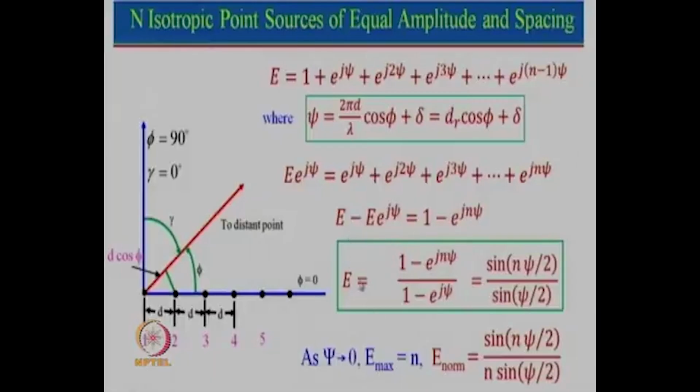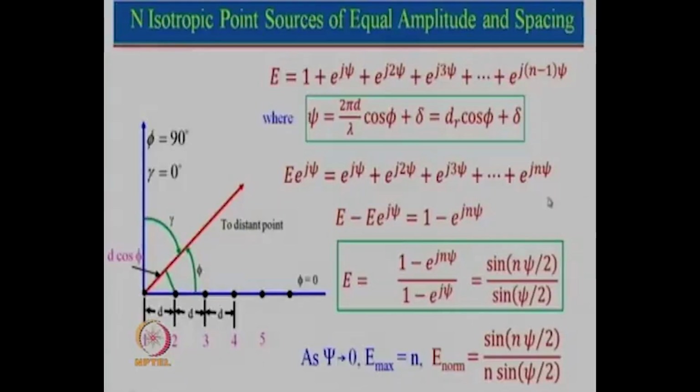From here we can find what is E, and that is given by this expression, and this expression now can be simplified to this in a very simple way. What you do? You take e to the power j n psi by 2 outside here, and from here e to the power j psi by 2 outside here, and then what is left is e to the power minus j n psi by 2 minus e to the power plus j n psi by 2, which is nothing but sin n psi by 2, and down below it will be sin psi by 2.